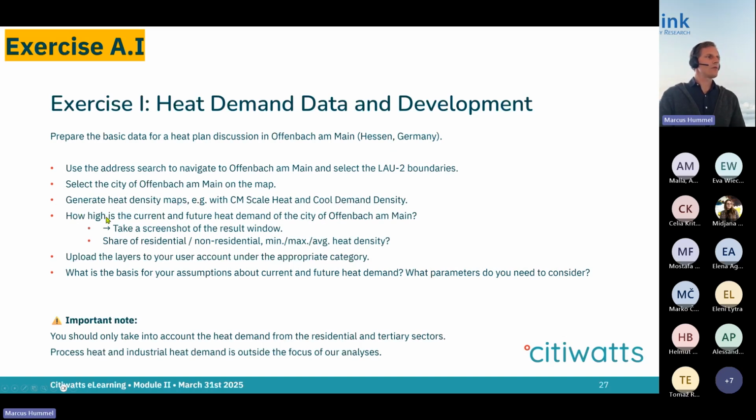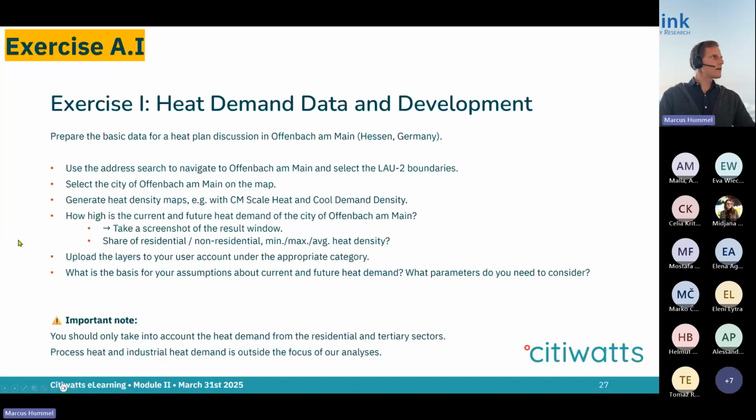And then you go through the different points here. I will not go through it in detail right now. It's actually what I have explained before. So you go to the location, you have a look at the map, you have a look at the indicators, and then you try to set up a map for a future situation.